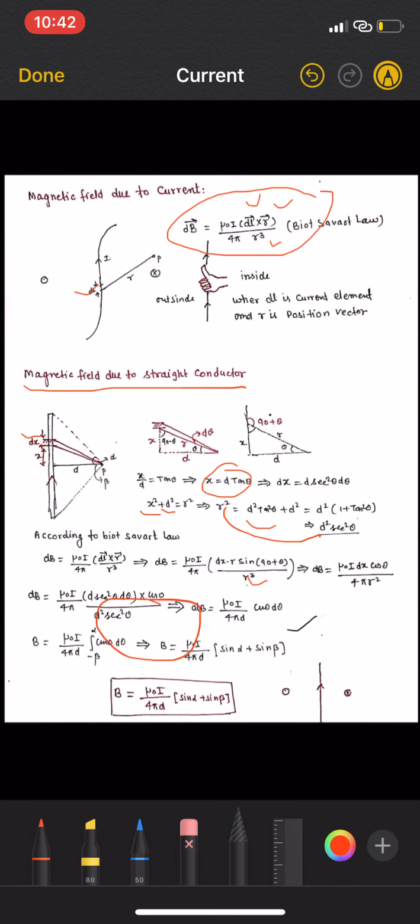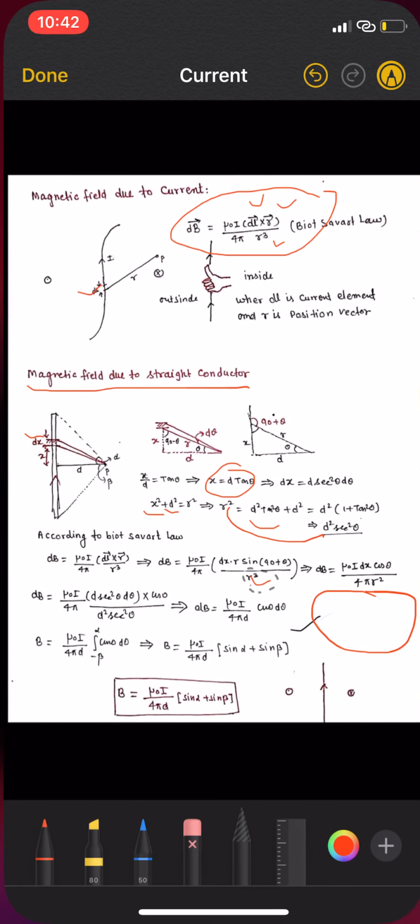Now after solving this complete thing, d square and one d will get cancelled, and here sec square theta and sec square theta will also get cancelled. So I'll get dB is equal to mu naught I divided by 4 pi cos theta d theta.